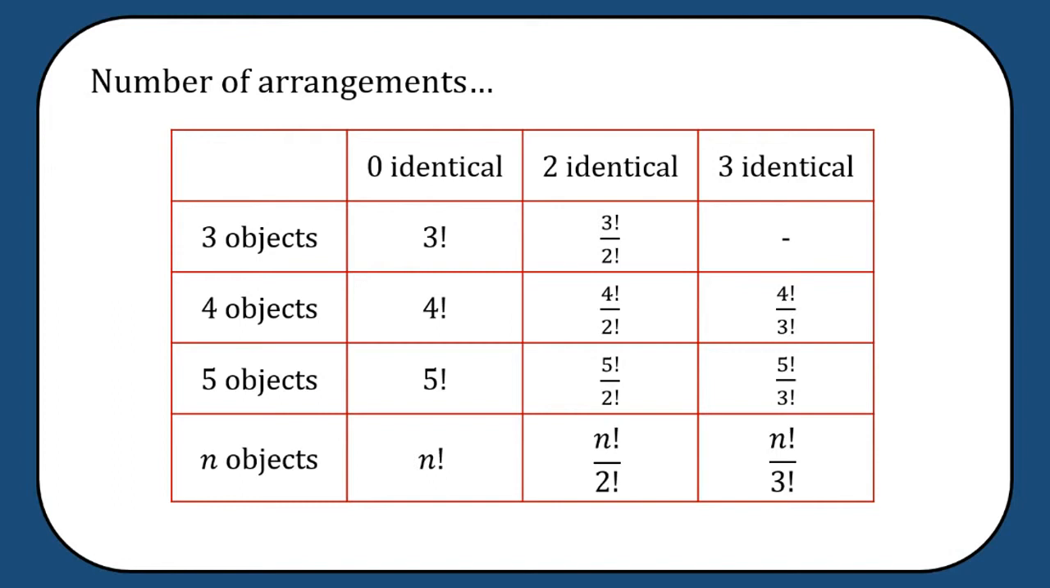If we would have a group of objects in which 10 of them were identical, we would need to divide by 10 factorial. That would be how many extra arrangements we've ended up with if there were no identical objects.